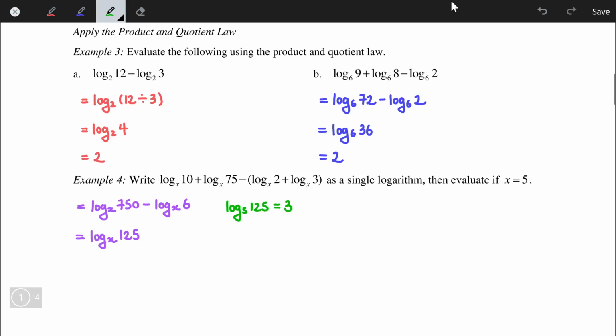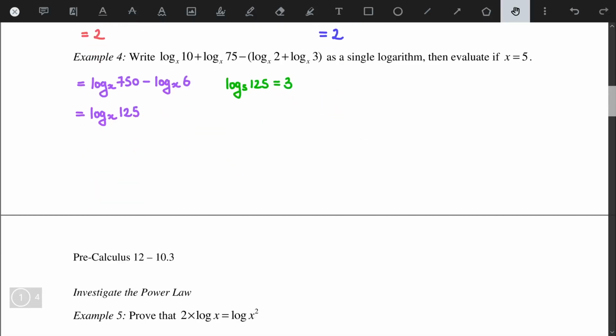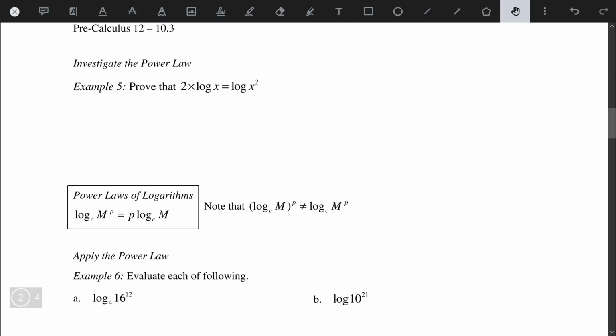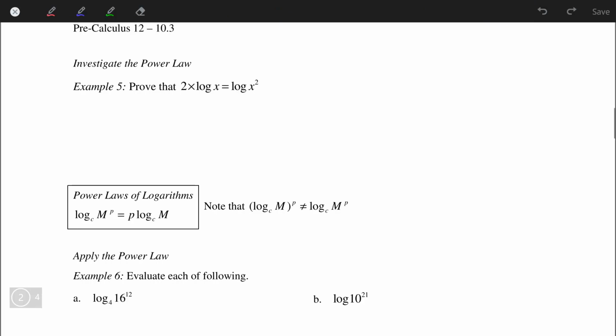Okay, so those are the first two laws of logarithms that we cover, the product and the quotient laws. Next, we are going to introduce the power law for logarithms. So here we have 2 log x, and we are trying to show that is equal to log x squared.